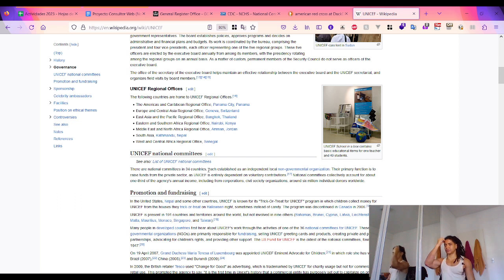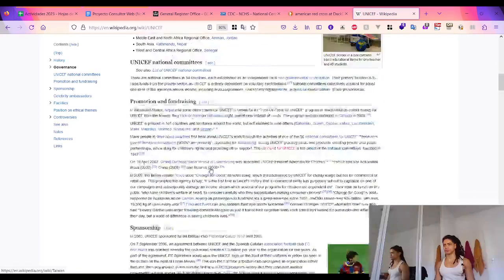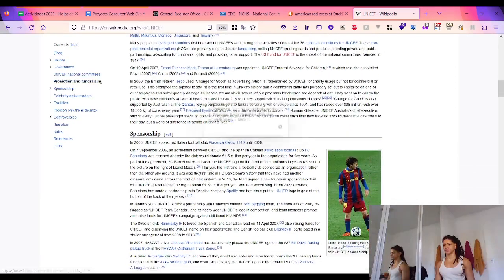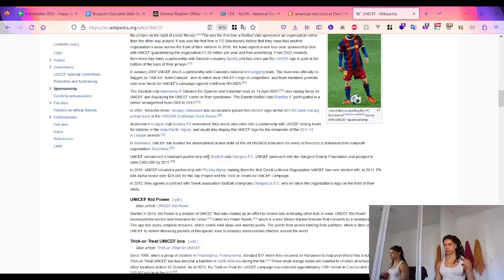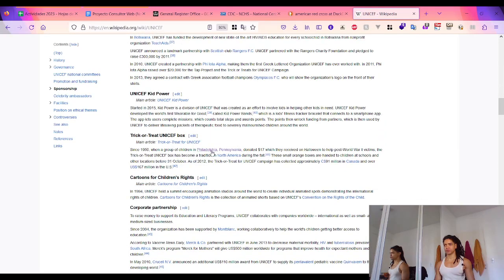There are national committees in 34 countries. Each established an independent local non-government organization. Lionel Messi, sporting the FC Barcelona sponsorship. UNICEF Kid Power. Trick or treat UNICEF box.